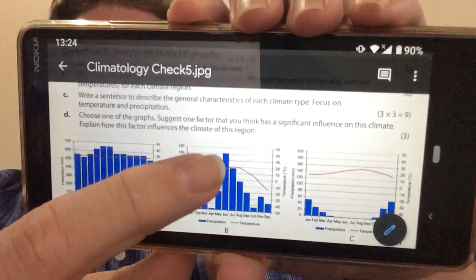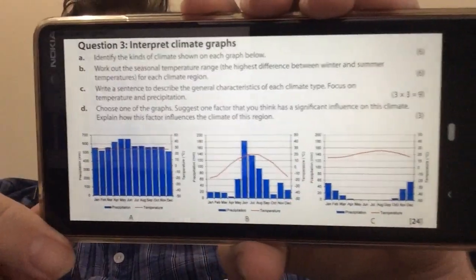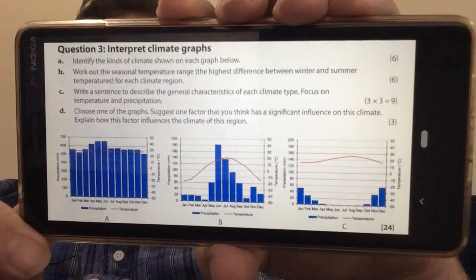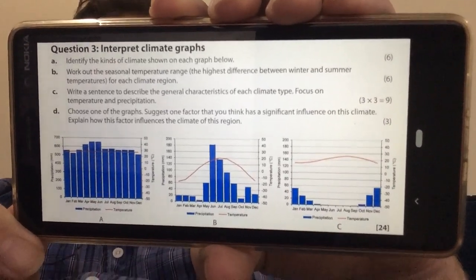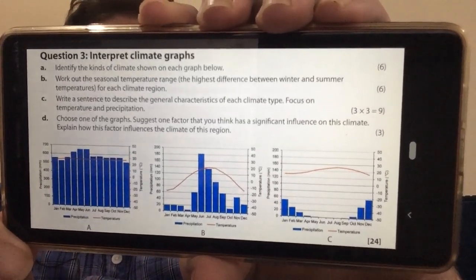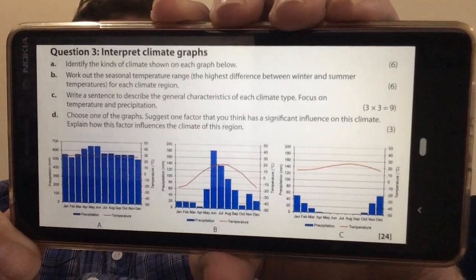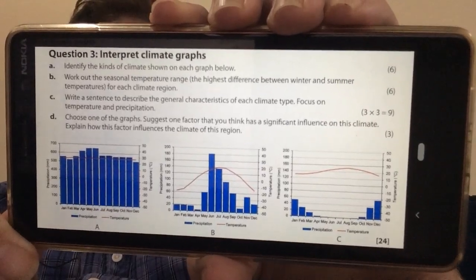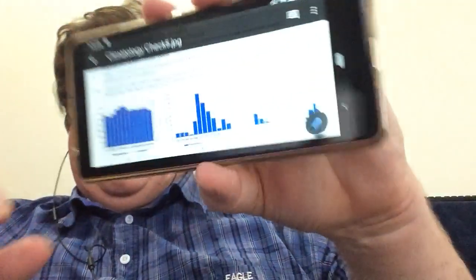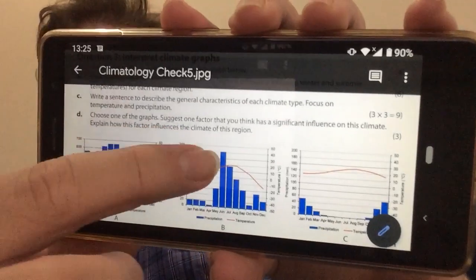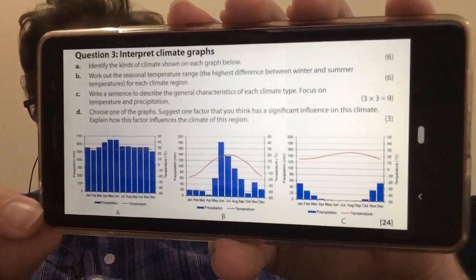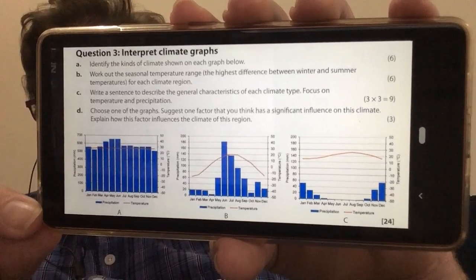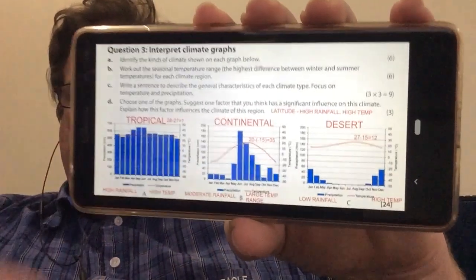Okay, let's have a look then at the last set of questions here. Interpret climate graphs. So let's check our understanding. Identify the kinds of climate graphs shown at the bottom, work out the temperature range, write a sentence to describe them, and then choose one of the graphs. I've just chosen the first one, and the factor that has the significant influence on that. Let's put this nice and clearly for you so that you can pause it and answer the questions. And we're back. Let's have a look at some answers.